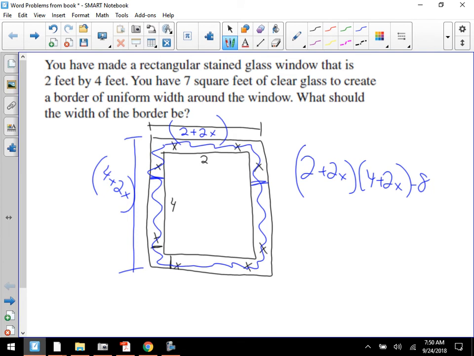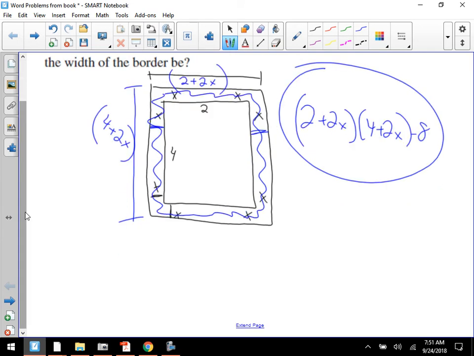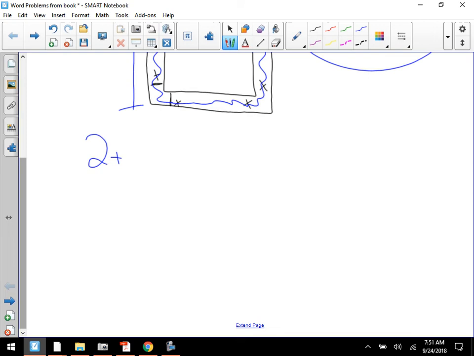What do I have to set that equal to? 7. Right. See that? Because that's how much you have to work with. You have 7 square feet of clear glass. So this is your area. This statement is the area of the shaded region, just the border itself. And I have to set that equal to 7 to figure out what it's going to wind up being. Okay, so let me move this down a bit here. So 2 plus 2x.